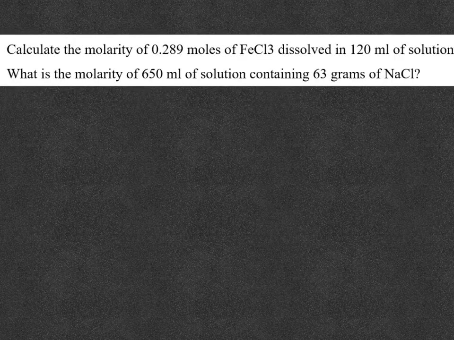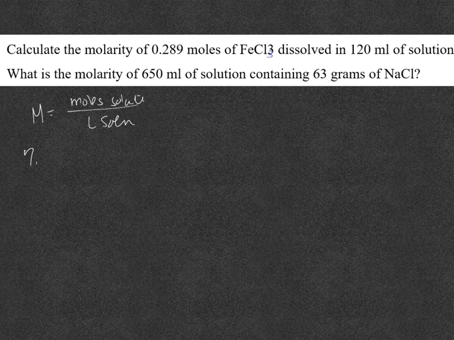Okay, 7 and 8 have to do with calculating molarity. So remember, molarity is the formula, moles of solute per liter of solution. So basically you find the solute, you find the solution, put them in the appropriate units, and plug into the molarity formula. So number 7, we have 0.289 moles of FeCl3. That should be a subscript 3.